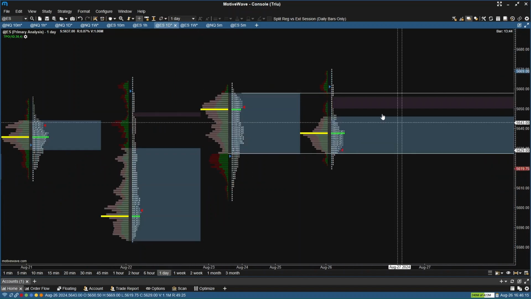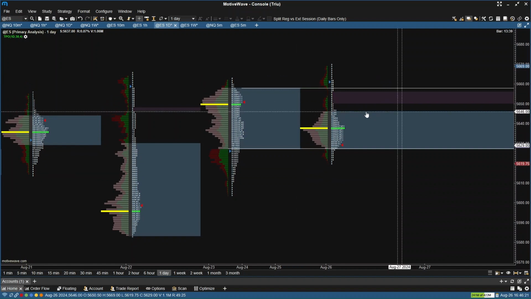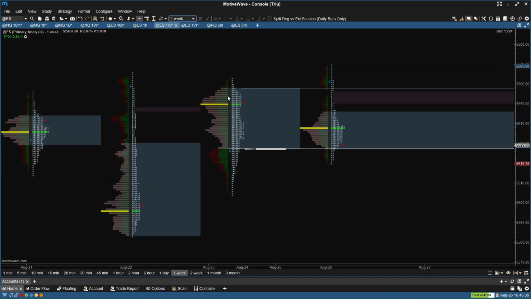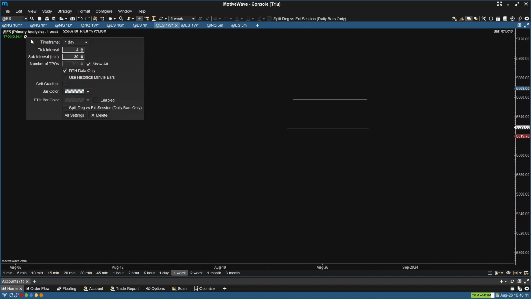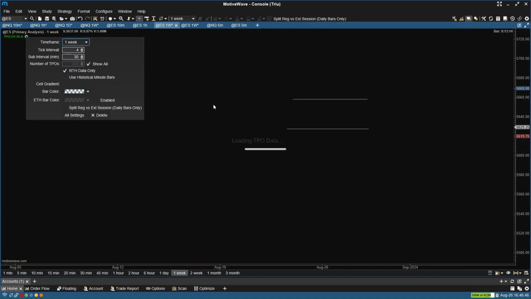I think tomorrow we are looking for these singles, 50s to 55s, to be defended. We also have value building up here. So it would be cool to see price open going up, reject the singles back into the value, one day's value, then just climb down and head down. If we look at the weekly TPO, if it loads fast, I hope so. Need to go here, weekly. Let's see if it loads.